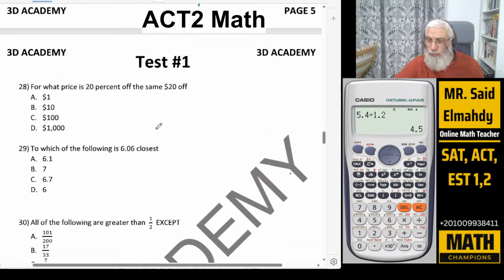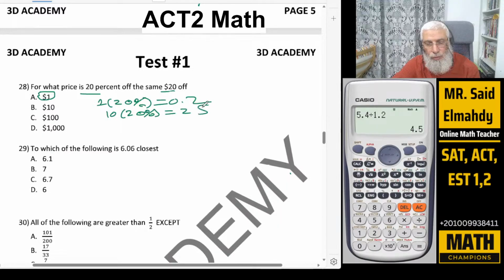Number 28. For what price is 20% off? The same 20% off. 20% of this is... 1 multiplied by 20% is equal to 0.2, which is not correct. 10 multiplied by 20% is $2, which is incorrect. 100 multiplied by 20% is equal to $20, and this is the correct answer.